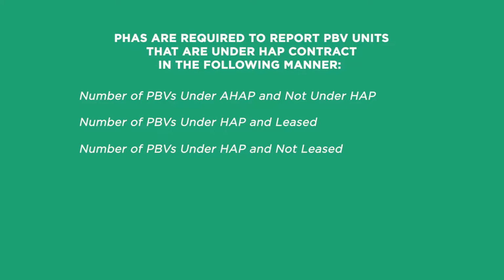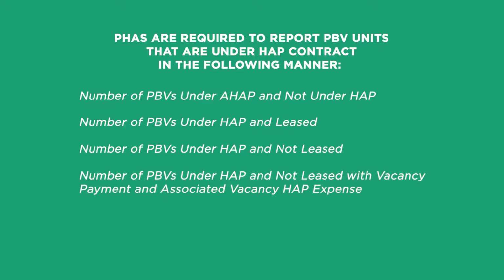Number of PBVs under HAP and not leased. These are the total number of PBVs that are under a HAP contract and are not leased and are not receiving vacancy payments. These vouchers are not reported in any other field, but are eligible for administrative fees. This field should include RAD 1 and RAD 2 units that are under a HAP contract but are not leased, and RAD 1 units that are receiving rehab assistance payments, RAP.